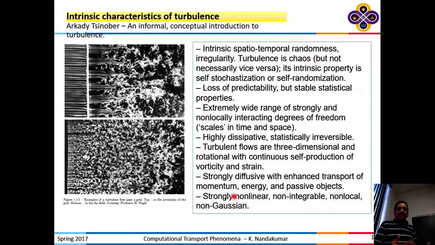So this is an intrinsic character of what turbulent flow is. This is called grid turbulence, and it is used to gather data about the nature of turbulent flows that can then be used to validate our models for turbulent flows.